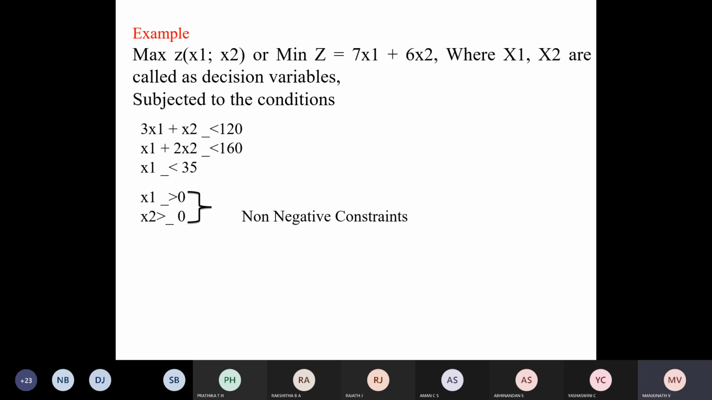It is clearly mentioned that x1 and x2 are called decision variables. Based on x1 and x2, you can take the decision.